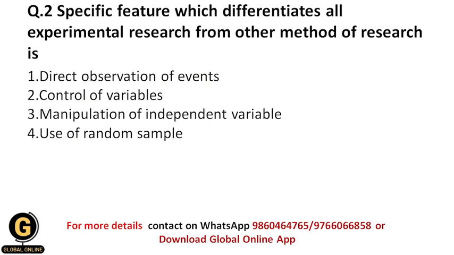Next is: the specific feature which differentiates experimental research from all other methods of research is. So what is the difference between experimental research and all other research methods? Basically, what is the special feature in experimental research, because of which we differentiate it from the other research methods? Is it direct observation of events, control of variables, manipulation of independent variable, or use of a random sample? I have already told you in question 1 what experimental research is, but again I am going to discuss some salient features of it.